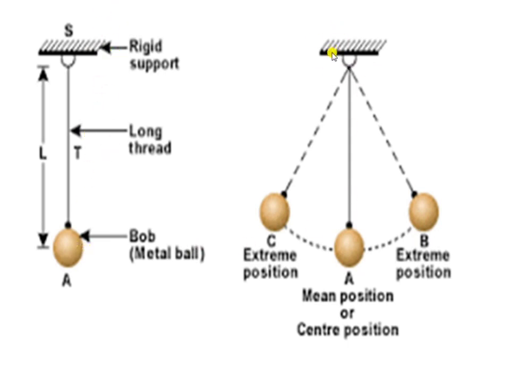The length of the thread from the point of suspension to the center of the bob is the length of the pendulum, and the time period of this pendulum depends on the length of the pendulum. When the pendulum is at rest, this position is called the mean position, or the center position, or the rest position.